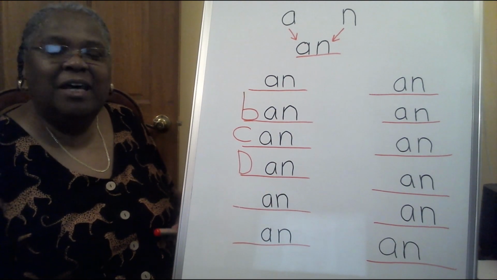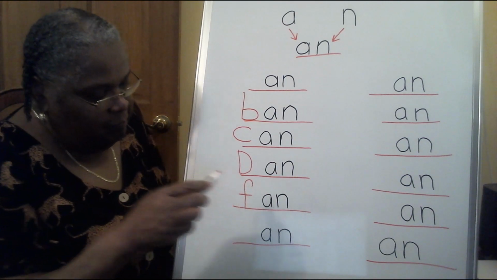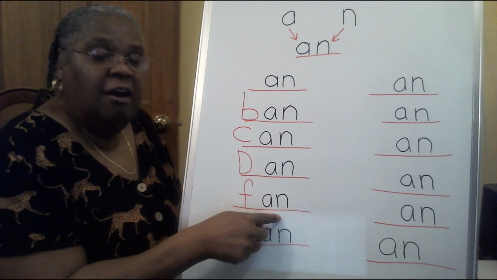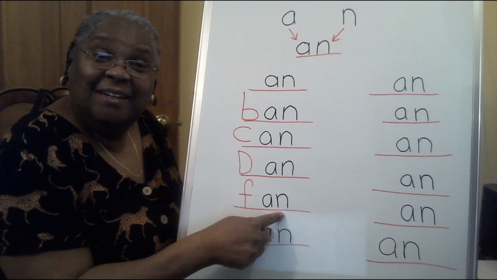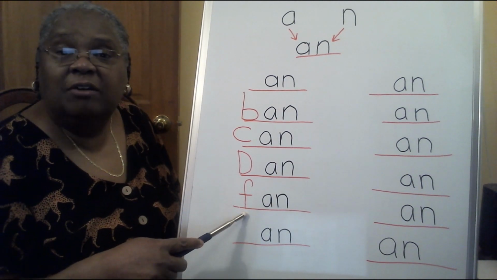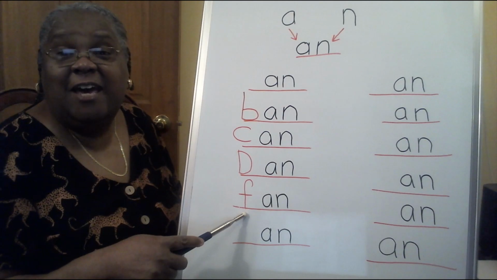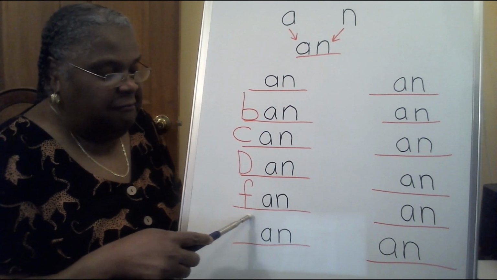When we put the letter F at the beginning of the word "and," we form the new word fan. Let us sound out the word together. Say the F sound. Now say the F sound with the word "and" together smoothly, fan.